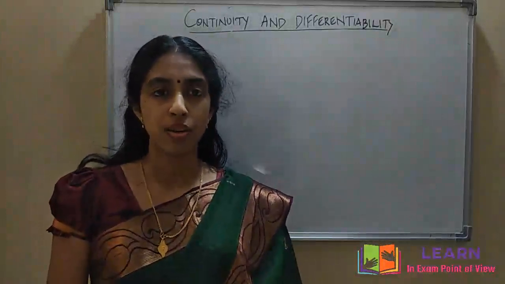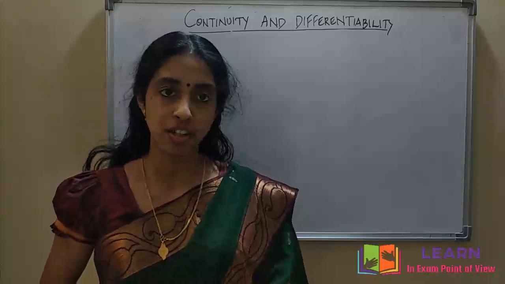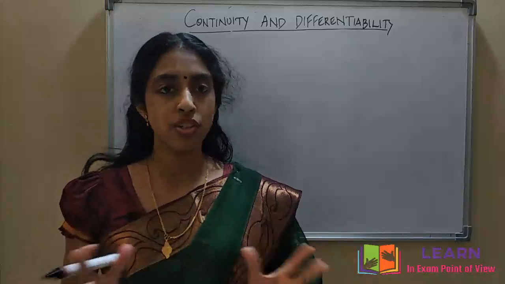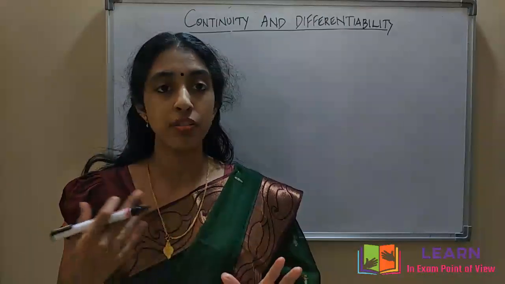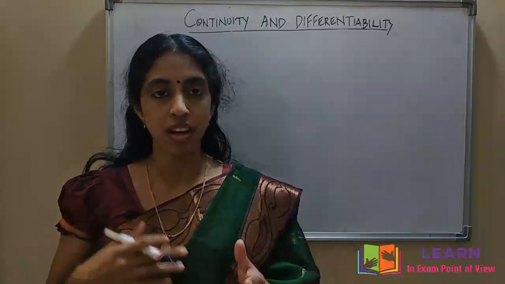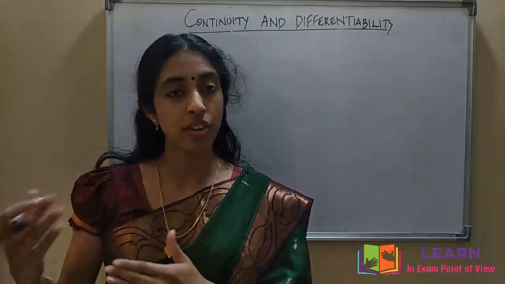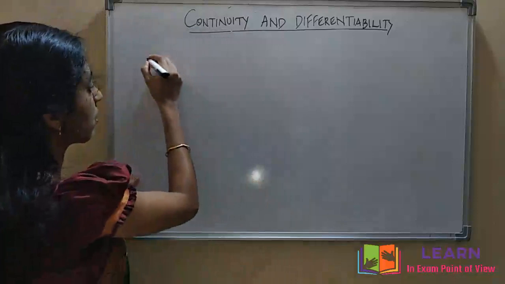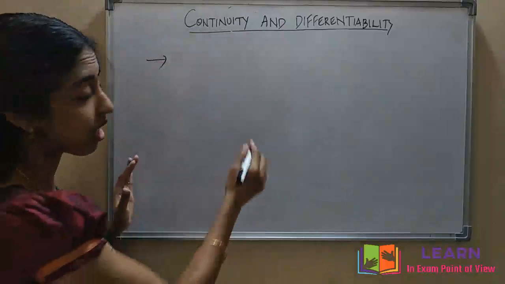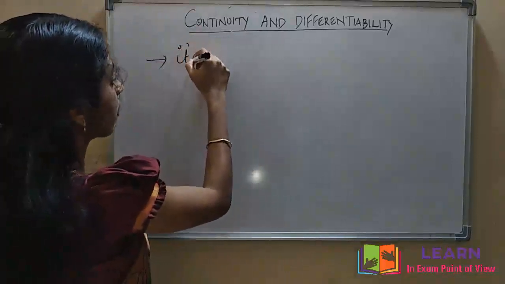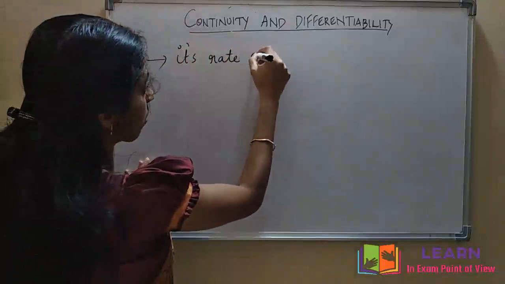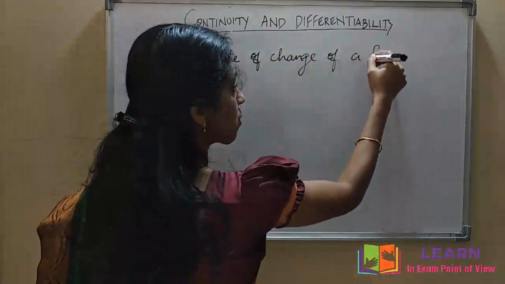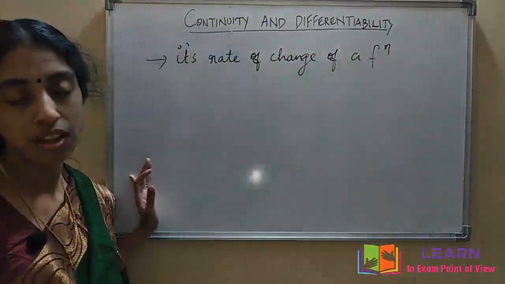So first of all, what is differentiation? Differentiation means just rate of change of a function. You have heard in physics, I think, rate of change of distance, rate of change of speed, like that. So we can just keep in mind what differentiation means. It's rate of change of a function. Rate of change of a function is just differentiation.